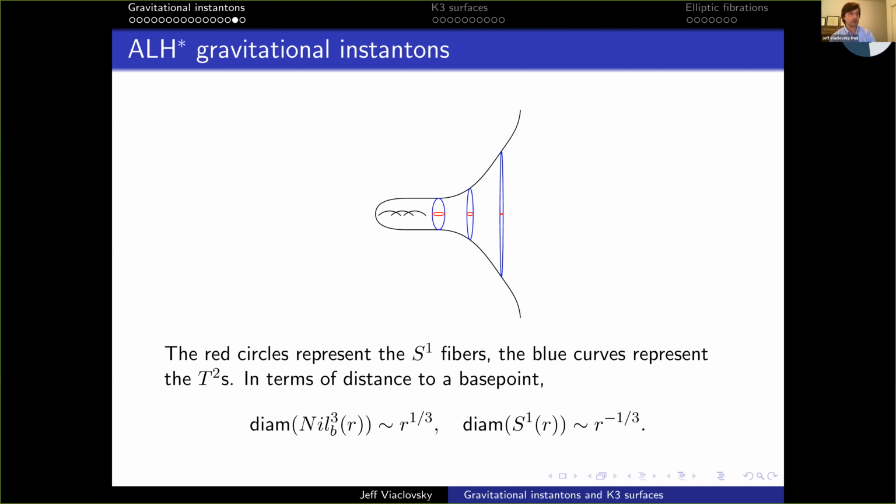Okay, so this one I can draw you a little picture of. There's no condition on the compact piece, but as you go off to infinity, you have these Heisenberg-Nil manifolds, and the S1s shrink the further you go out, but the Nil manifolds get larger. So in terms of the distance to a base point, the diameter of the Nil manifolds is like r to the 1/3 power, and the diameter of the circles is r to the minus 1/3 power. So it has this strange doubly warped asymptotic geometry.